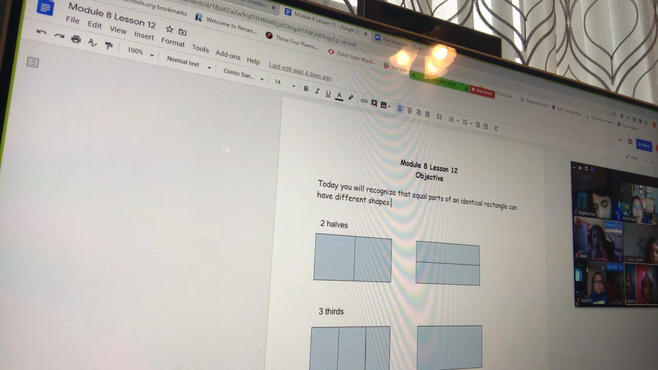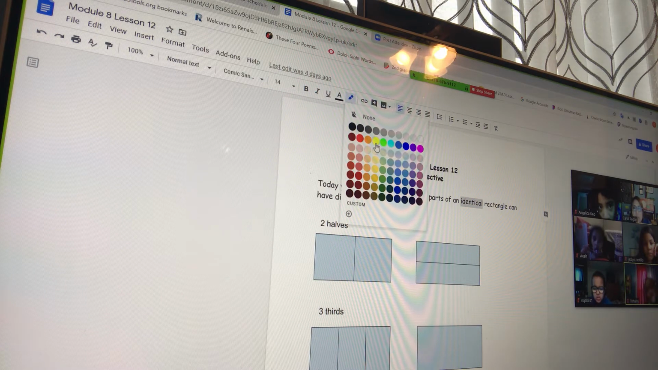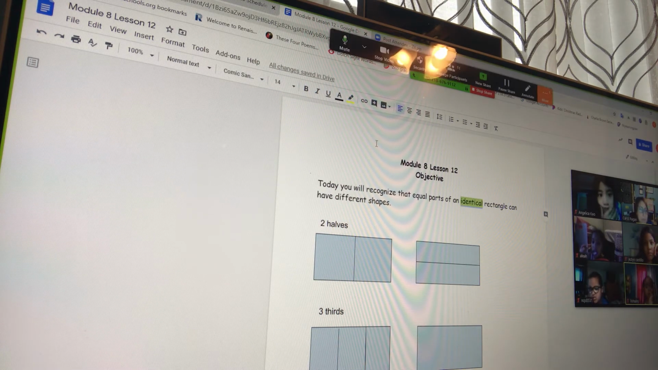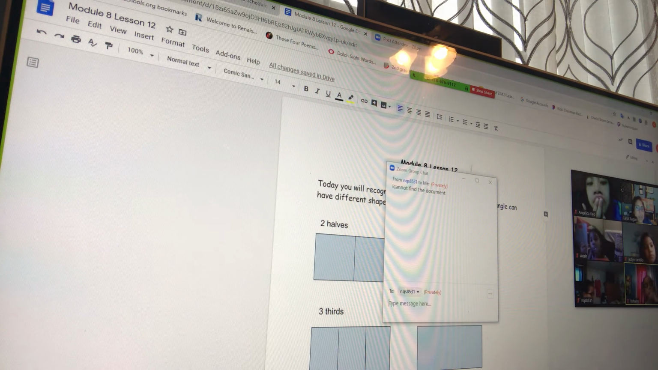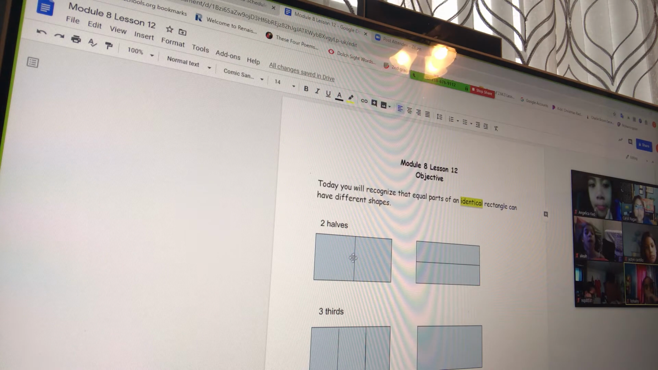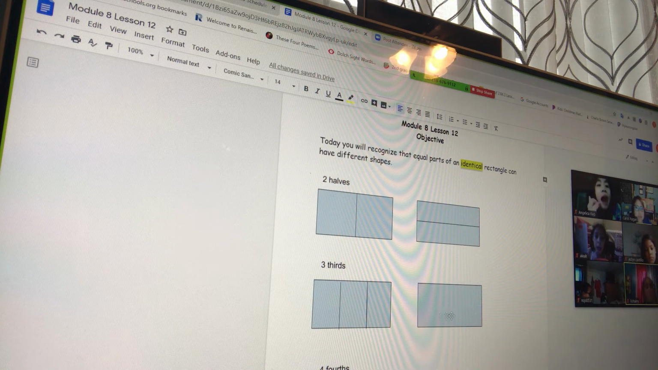Identical. I had a feeling that one was the one. When things are identical, they are exactly the same. That's why when you have a twin that looks just like you, they call them an identical twin. So these two rectangles are identical because they look exactly the same. These two rectangles are identical because they have the same size. And these two rectangles are identical because they have the same size. When you see two shapes that are the same size and the same shape, we're going to call them identical.